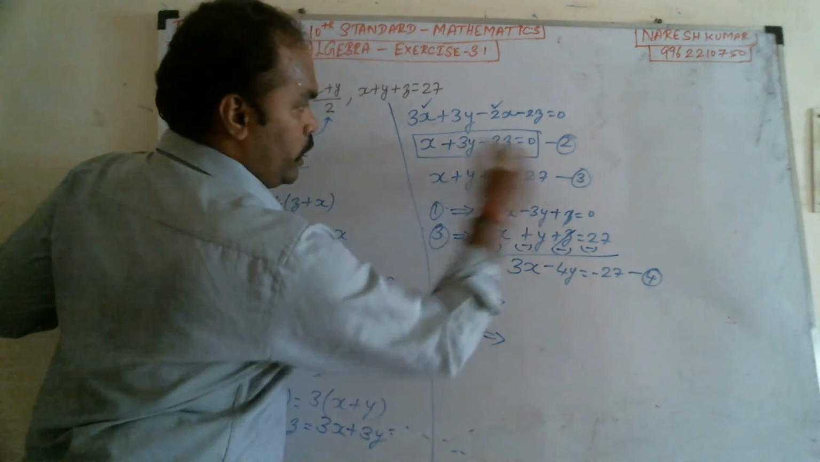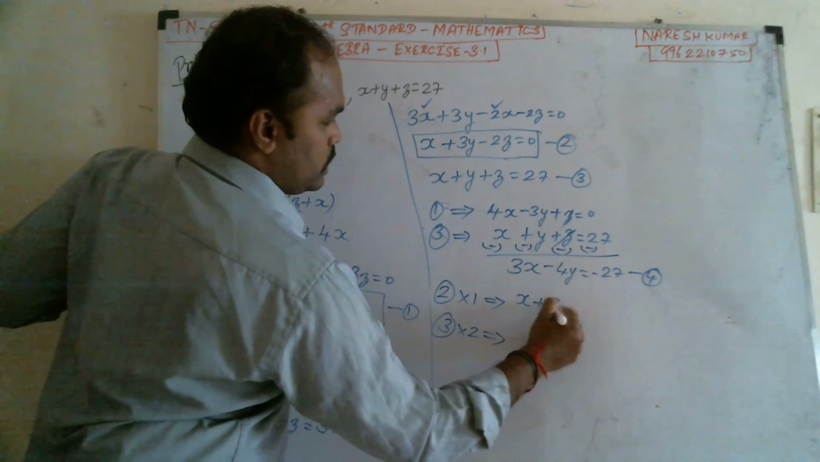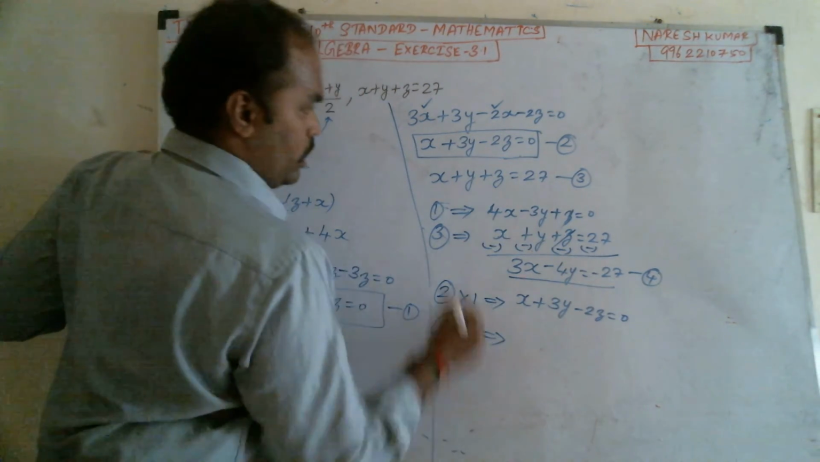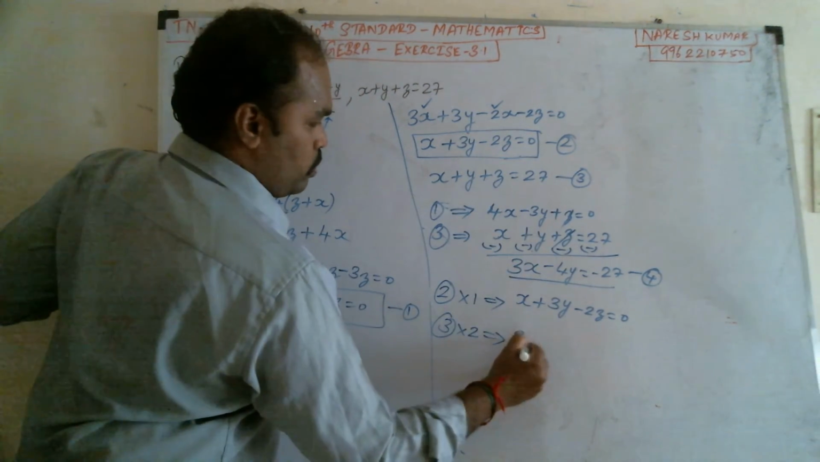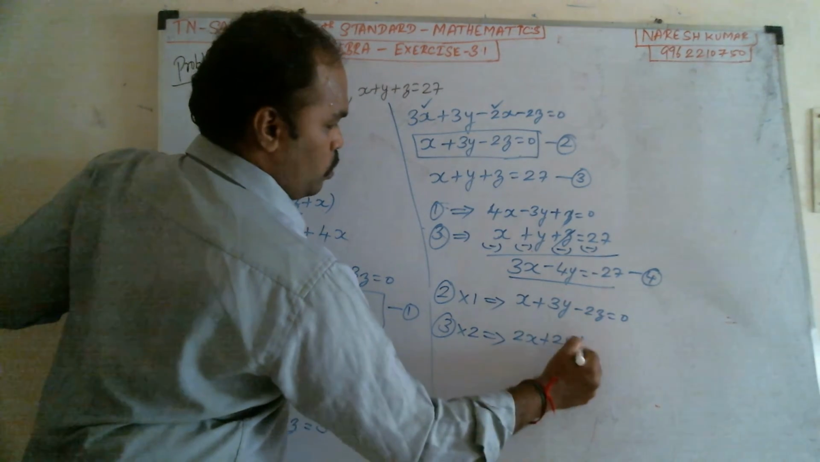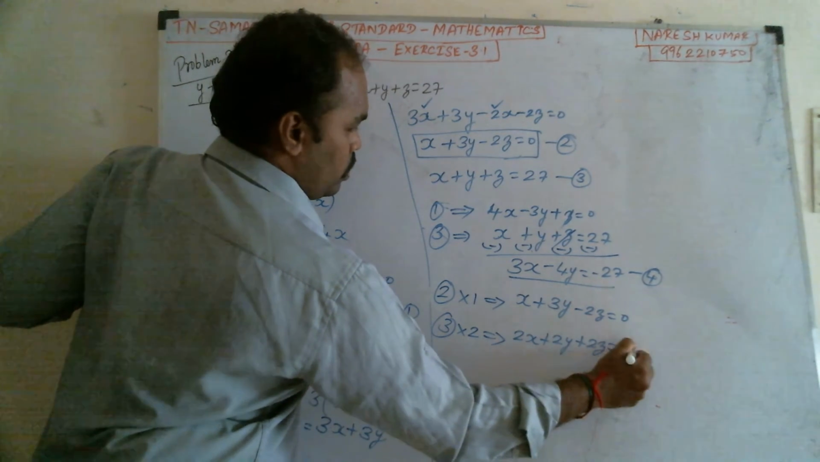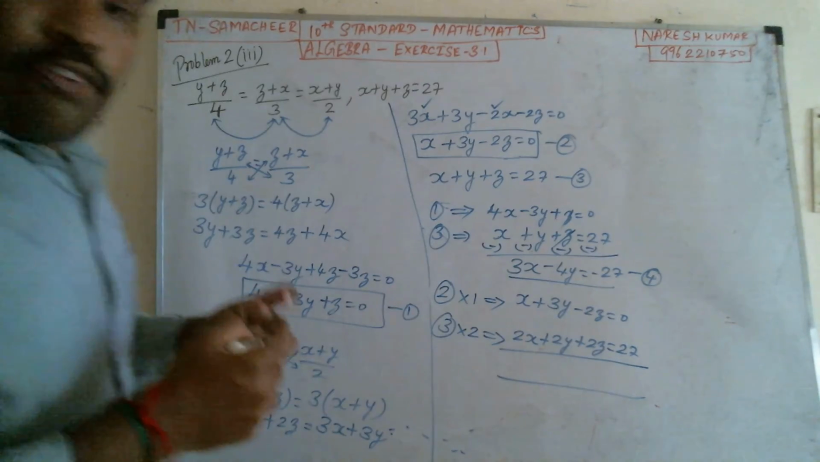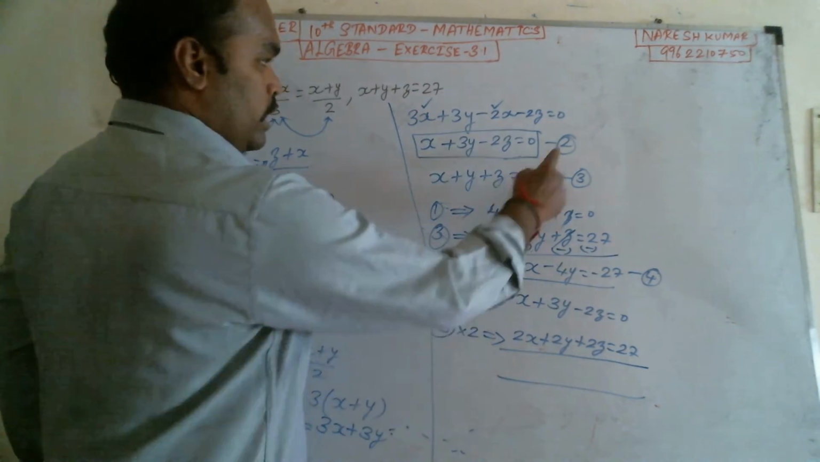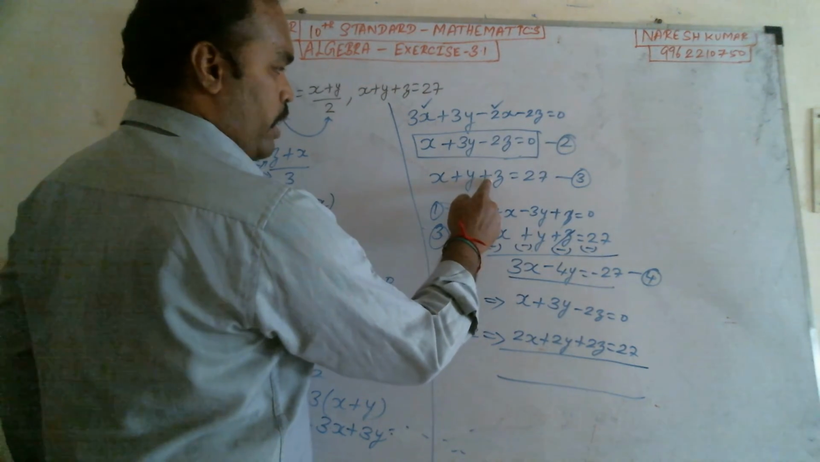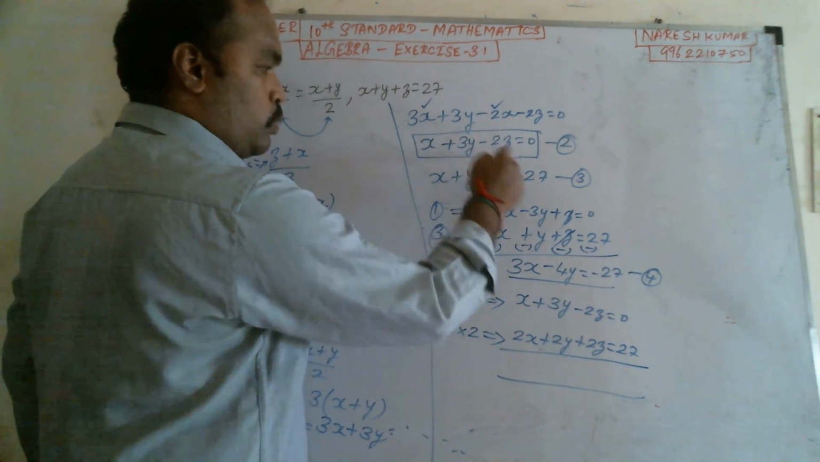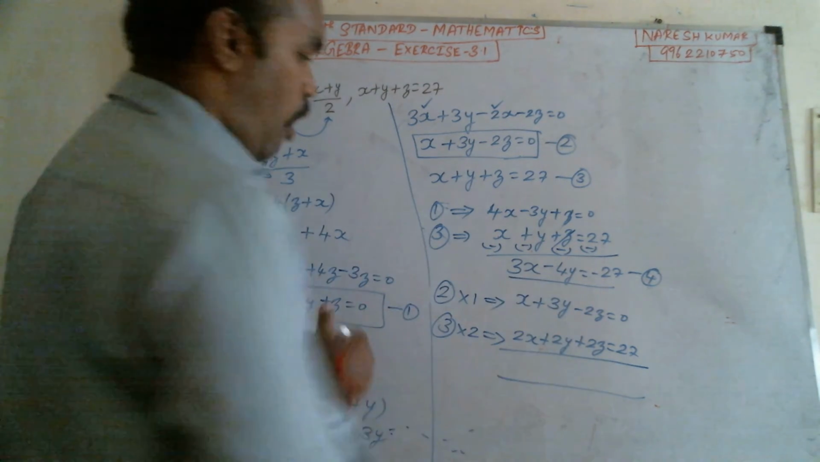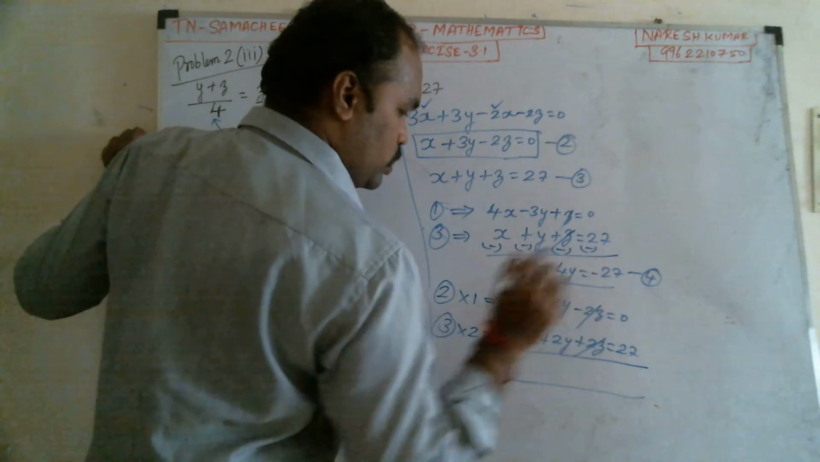So 2 into 1 is what? x plus 3y minus 2z equal to 0. Third equation we need to multiply by 2: 2x plus 2y plus 2z equal to 27. How have we formed this equation? See here, the second equation we need to multiply with this one, because then the z value will get cancelled and a separate equation will be formed. So plus 2z minus 2z cancels.